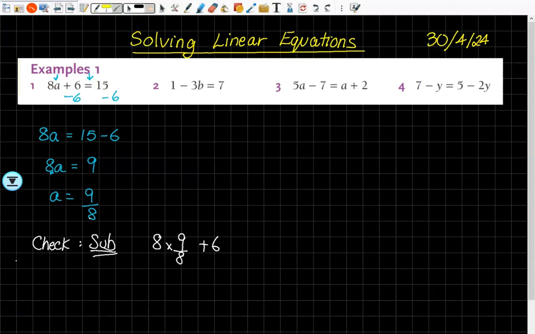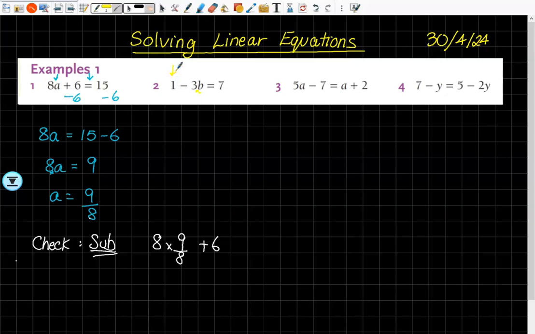The aim of the game is you want to get B all by itself. Now the 3 and the B, that's a times there. So they're best buds. They're together. We're going to separate them last. So what's out there all on its own? The 1. And so this is what we have to get rid of first.